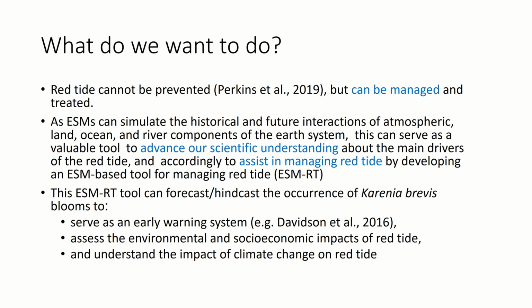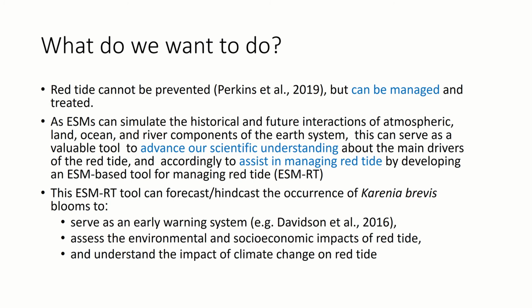An Earth system model simulates the historical and future interaction of the atmosphere, land, ocean, and river components of the Earth system. This can serve as a valuable tool to advance our scientific understanding of the main drivers of red tide and accordingly assist in managing red tide by developing an Earth system-based tool for managing red tide, ESMRT, for example. This ESMRT tool can forecast or hindcast the occurrence of Karenia brevis plumes, and with respect to management, it has at least 3 management implications.